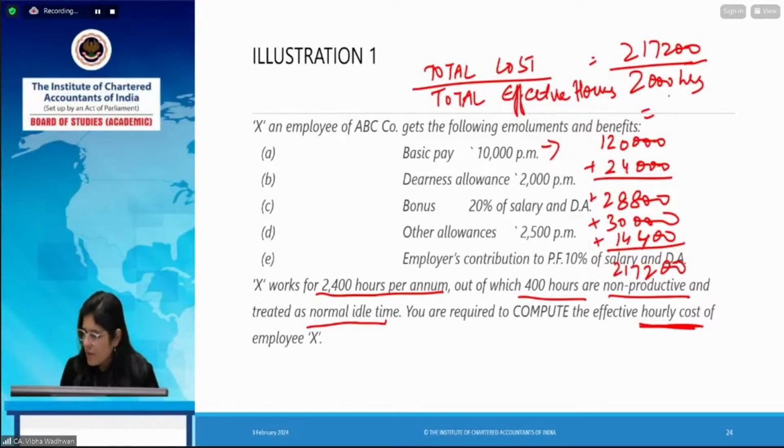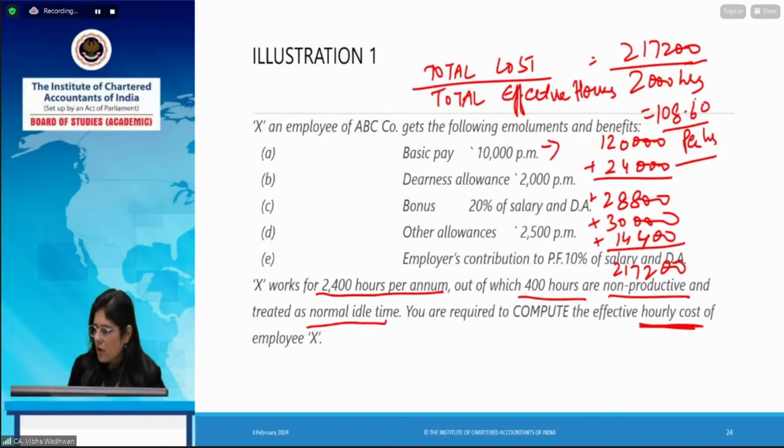Clear? So now we will be calculating the rate. That means every 2400 hours, 400 hours will have to be lost due to normal idle time. So something which will happen every time, that is normal. All right. So 217,200 divided by 2000. Okay. So 108.6 per hour is the labor cost. 108.6, yes, very good. So I'm glad that so many students have calculated. 108.60 per hour is the labor cost.